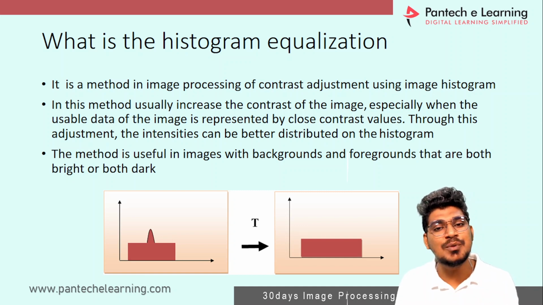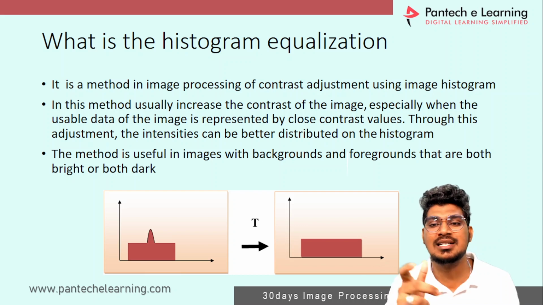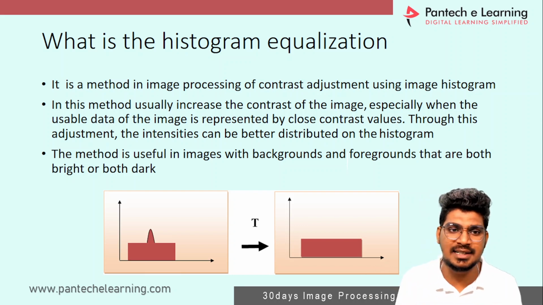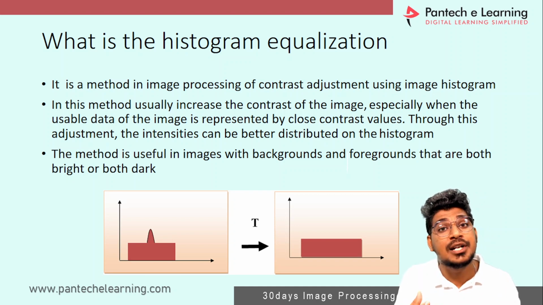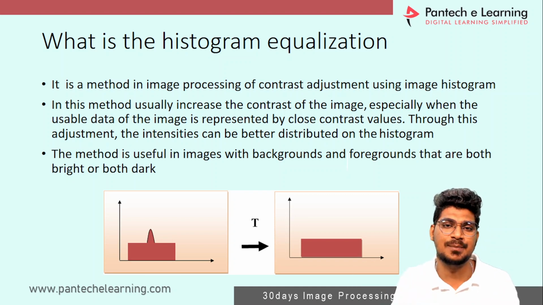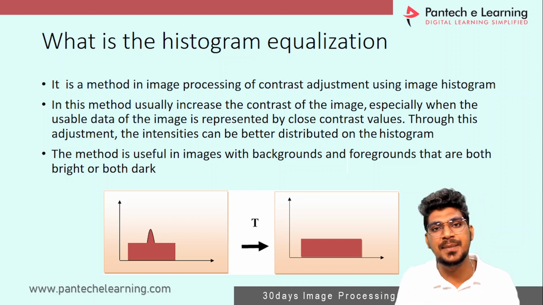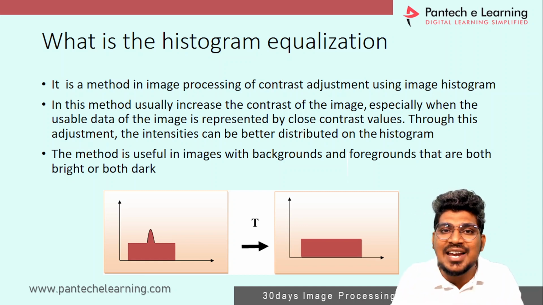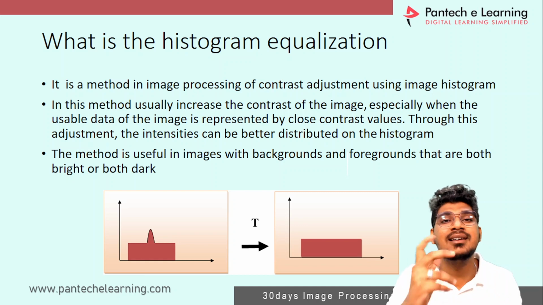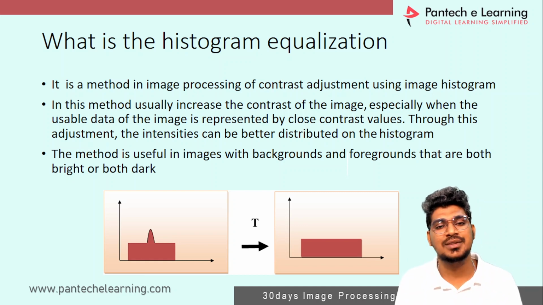What about the second point? This method usually increases the contrast of the image, especially when the data in the image is representing close contrast values. So the adjustment of the intensity can be better distributed on the histogram. So what happens here? With the help of the histogram, it will become even, and it will increase the contrast of the image.